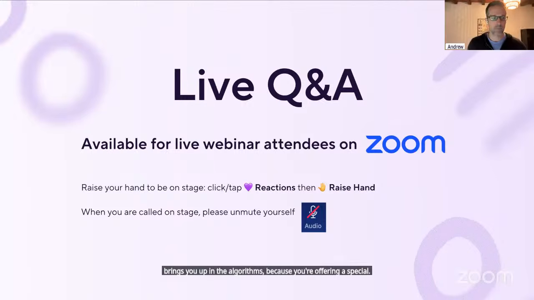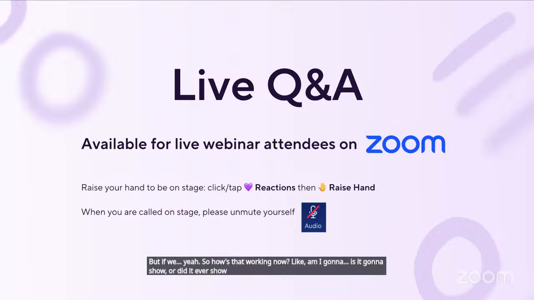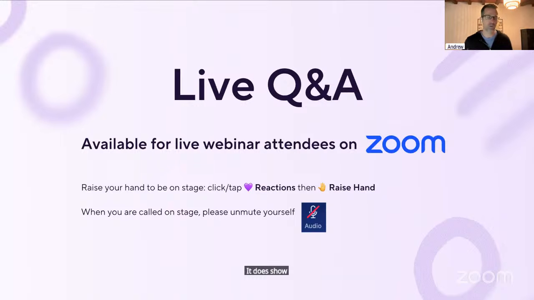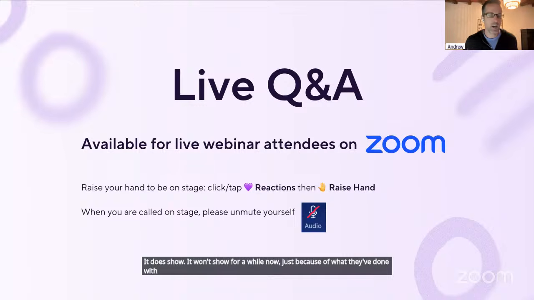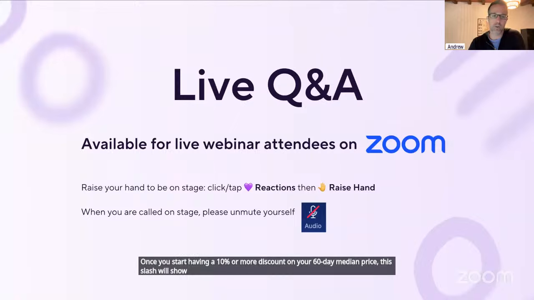So how's that working now? Is it going to show, or did it ever show? It does show. It won't show for a while now, just because of what they've done with the fee structure changing. But it has nothing to do with us being a PMS. Once you start having a 10% or more discount on your 60-day median price, the slash will show. That is available to all of our customers as well.